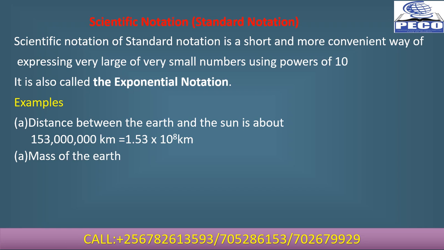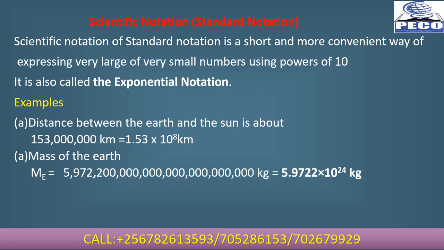Another example, the mass of the Earth. Mass of the Earth, it is 5972200 and all these zeros. How can this be written? Oh, how can it even be read? You can practice. How can it be read?